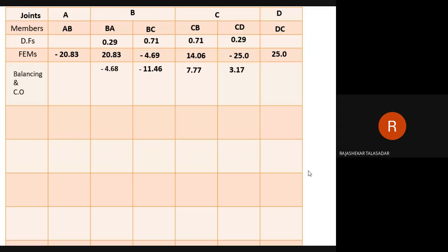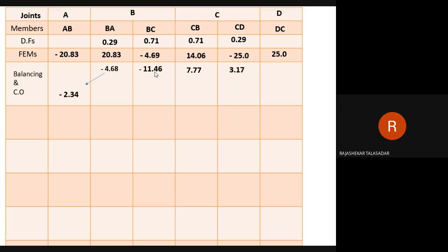Now the next step, once you balance, is carry over. So this value BA, where should it be carried over? AB. Interchange the letters, BA, AB. It should go to AB. How much? Half of that. What is half of that? Minus 2.34. Am I right? This will be carried over to AB. It will be minus 2.34. Is it correct? Yes, sir.